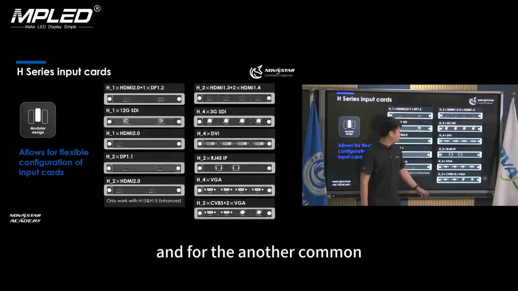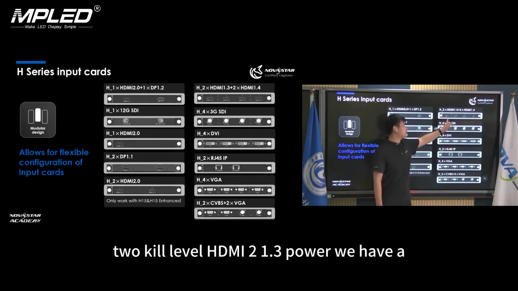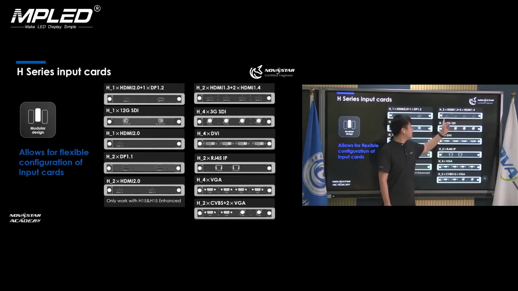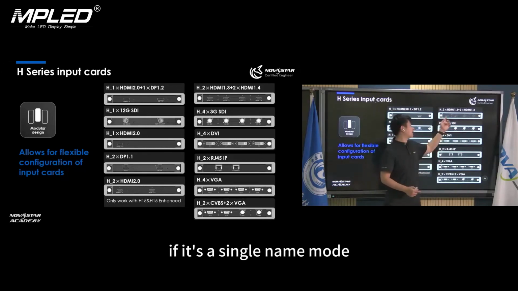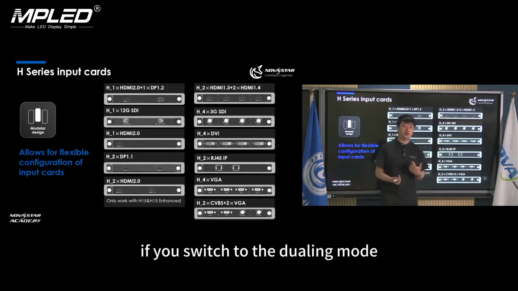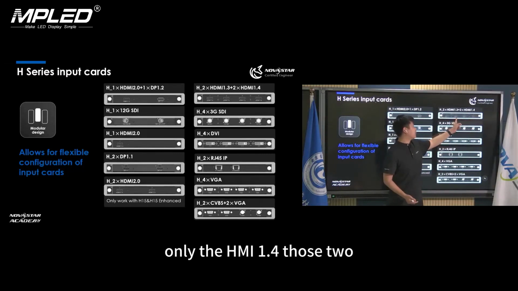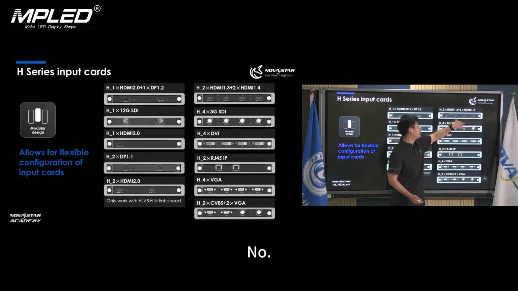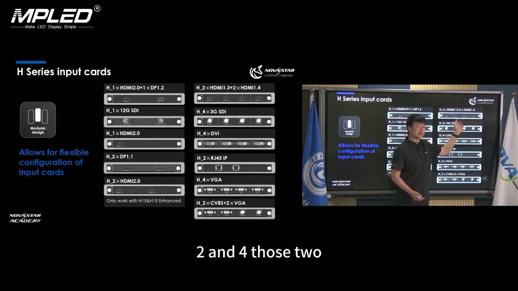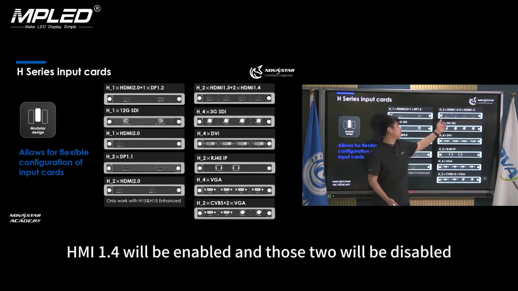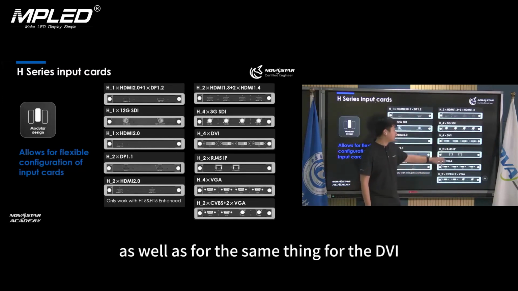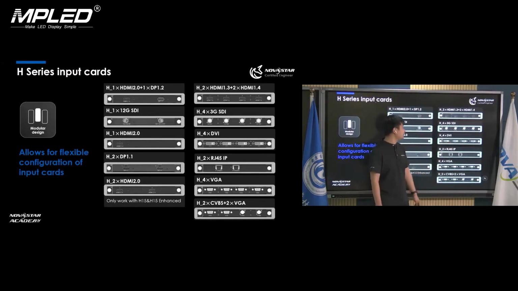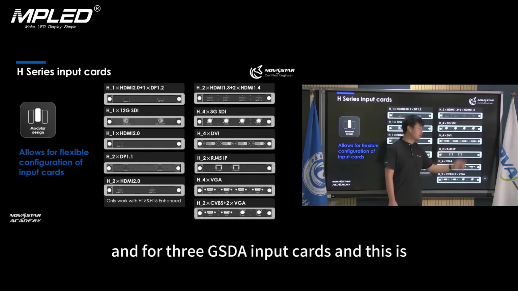And for another common 2K level card, the HDMI 1.4 card, we have 4 HDMI connectors, and there's some switching. If it's single mode, we have 4 input sources. If you switch to dual mode, only the HDMI 1.4 inputs number 2 and 4 will be enabled, and the other two will be disabled. It's the same thing for the DVI and 3G SDI input cards.